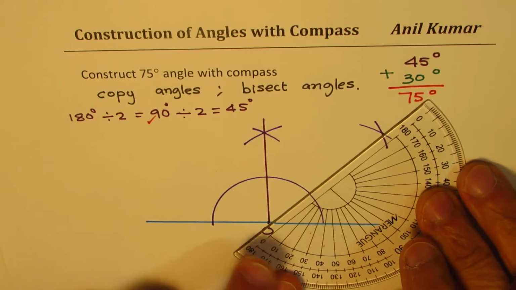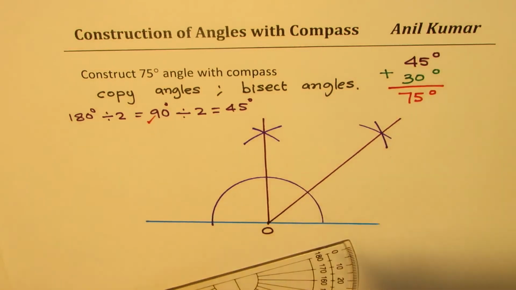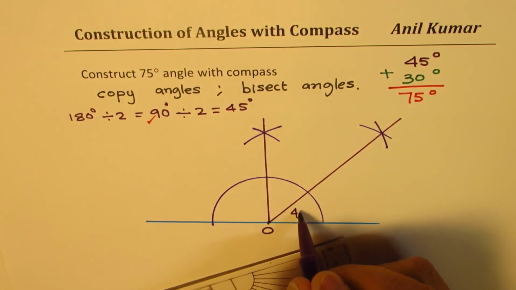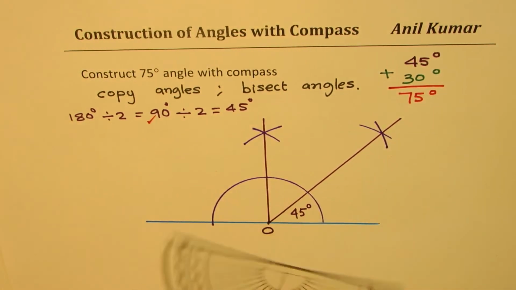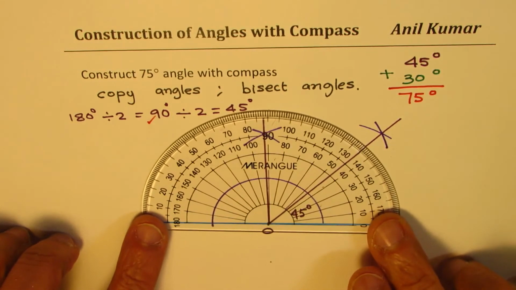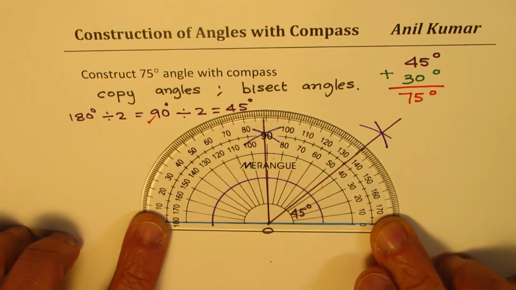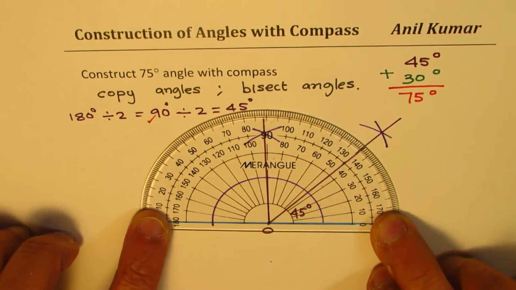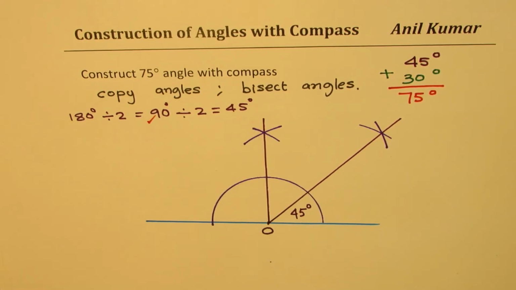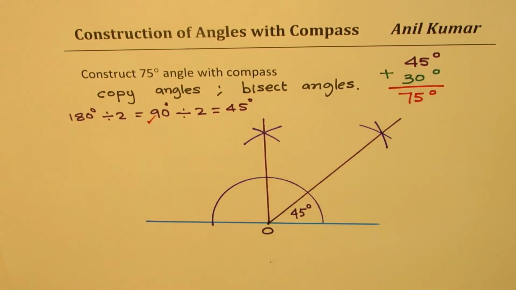Okay, so when you connect this, you should get what? 45 degrees, right? So this angle here is 45 degrees for you. Is that clear? Let us check our result. So we have this angle here. Placing it, it is more or less 45 degrees. Perfect. That is the best you can get. Very good. Now we need to somehow get length for 30 degrees.